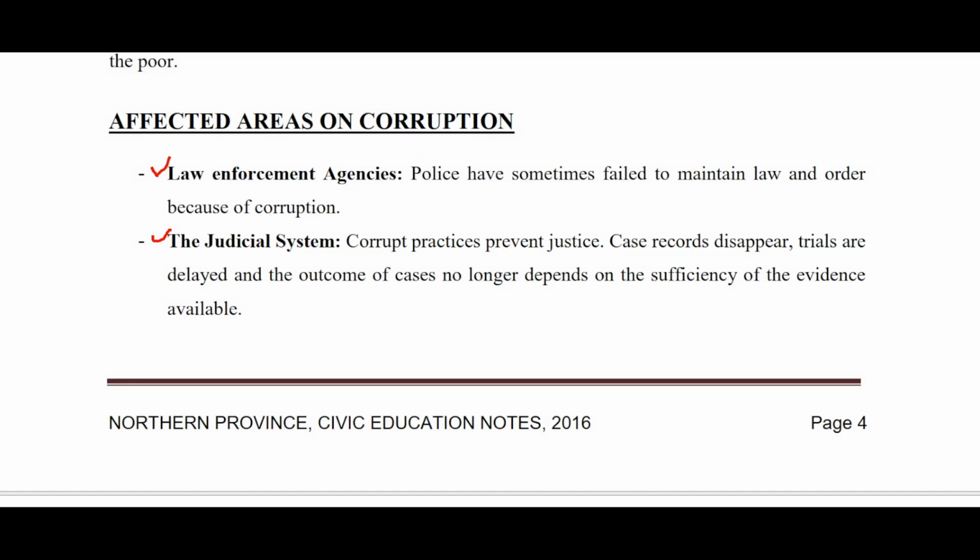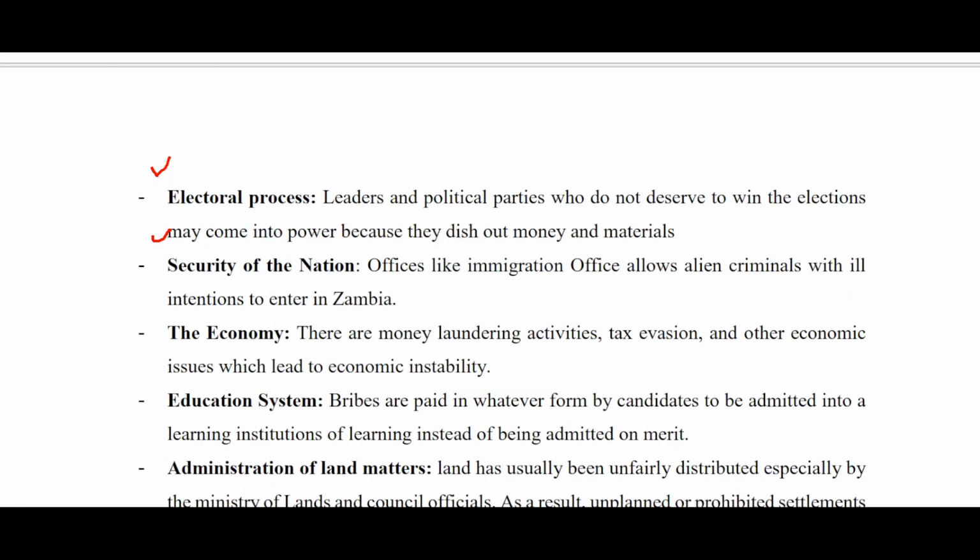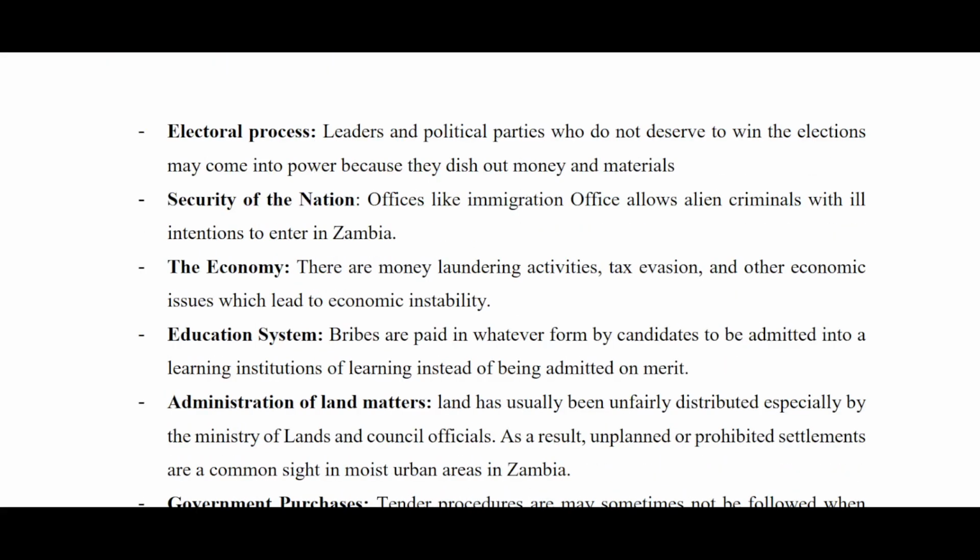The other one is the electoral process, the voting and so on. All these areas are also affected. Leaders and political parties who do not deserve to win, what do they do? They end up winning elections. The security of the nation: officers like immigration officers, let's say someone is coming from another country. Instead of following the correct procedure to become Zambian, they bribe. You see? That means that person who is bribing can even be a criminal and can start killing Zambians and so on.